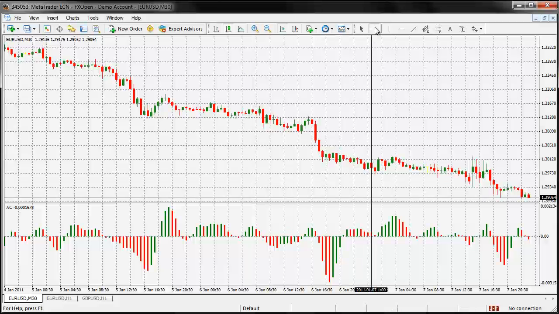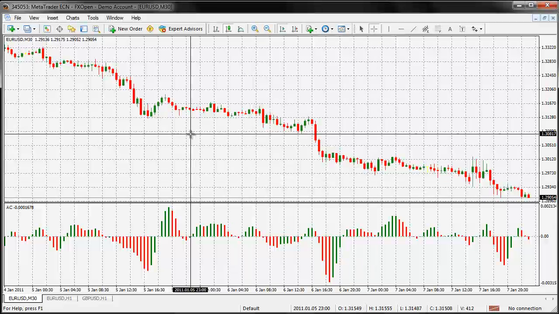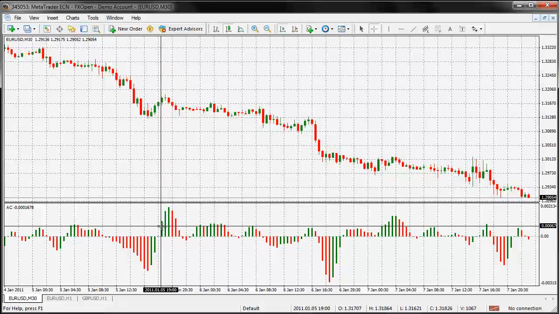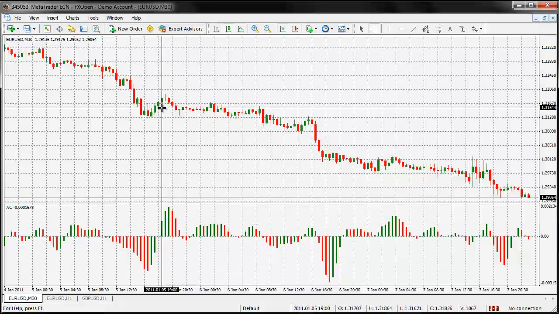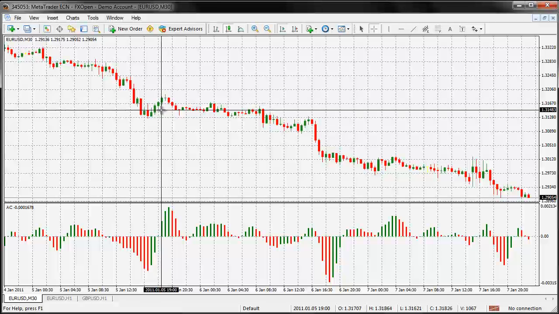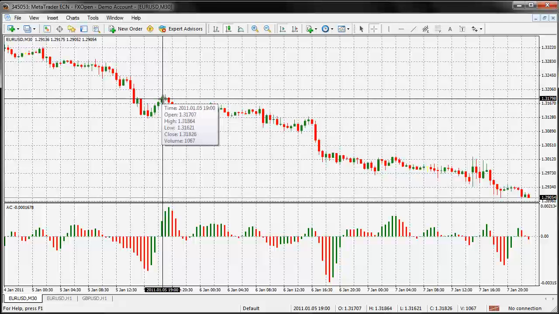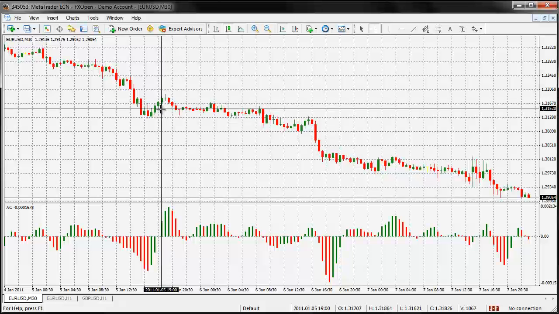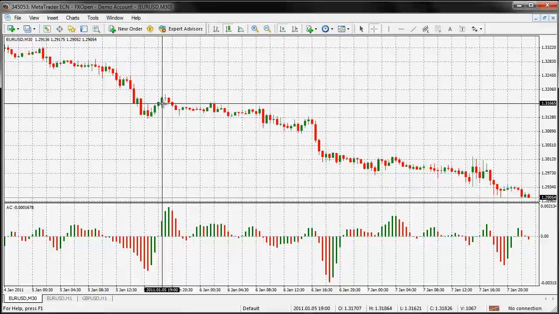I've just got my crosshair tool out and I'm going to line up where the green bar is, and this is where it's essentially going to say that you're going to have to get in around about here. So as soon as it goes green and this bar is green, you want to go long around about there. Now you're going to have to take some of these strategies with a pinch of salt, because not all strategies are 100% perfect, but when you use proper money management and risk management, you should be okay.